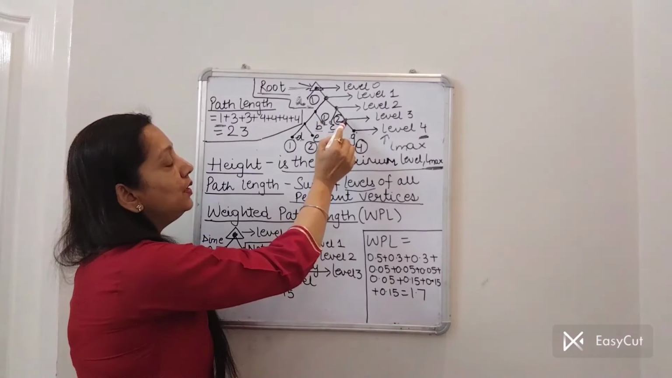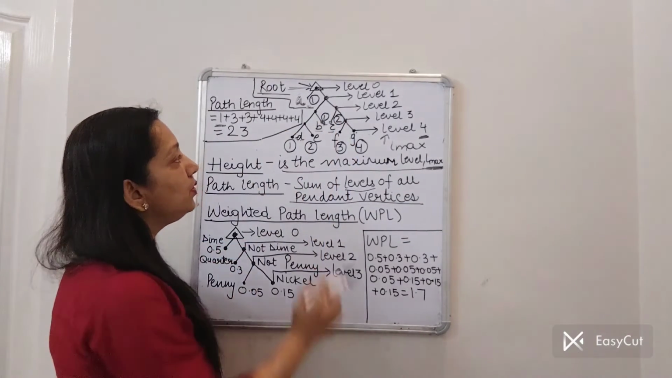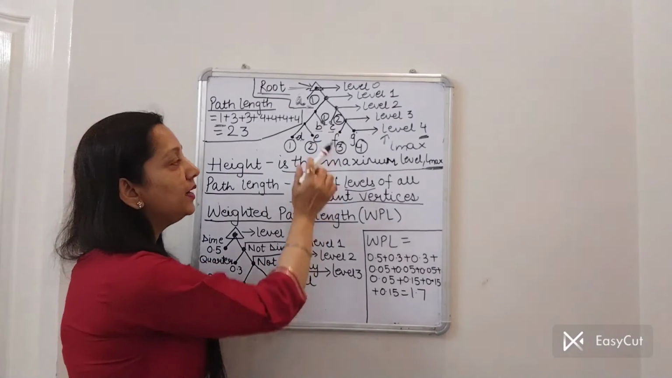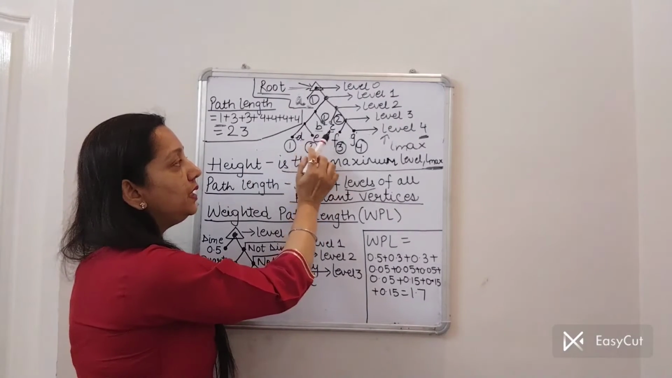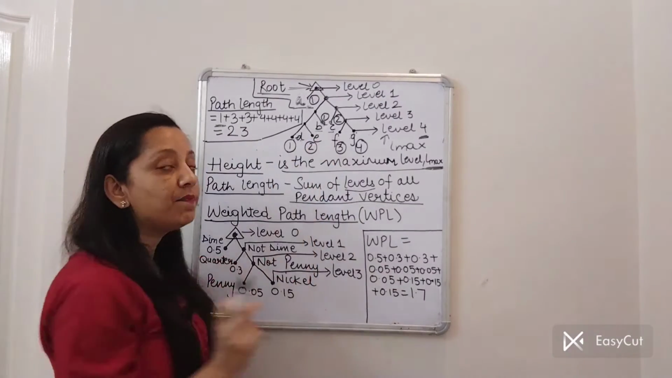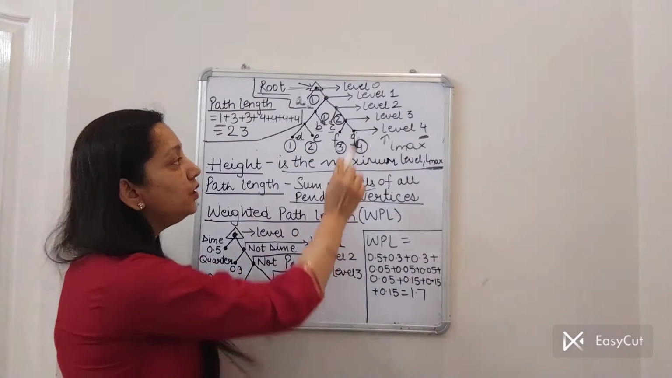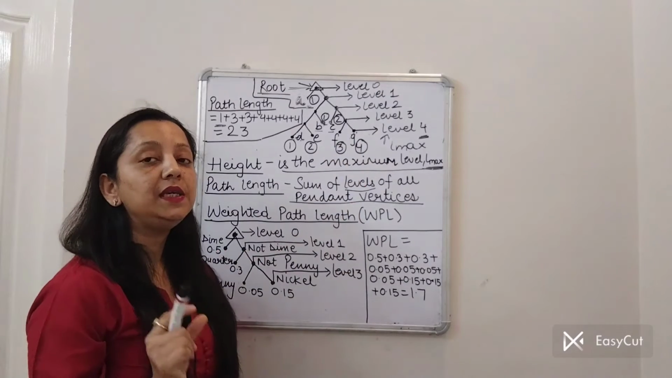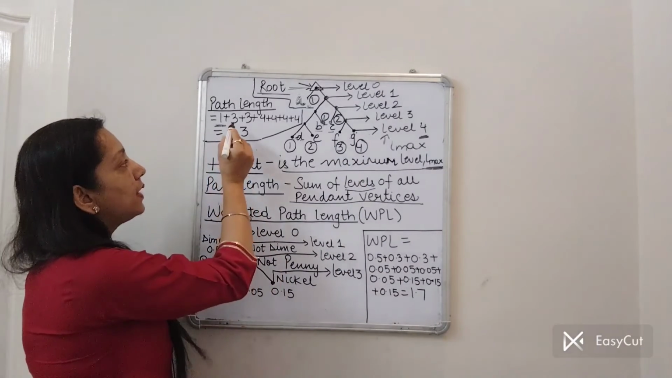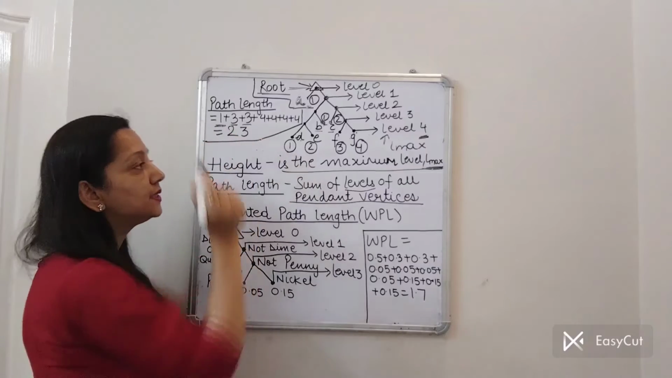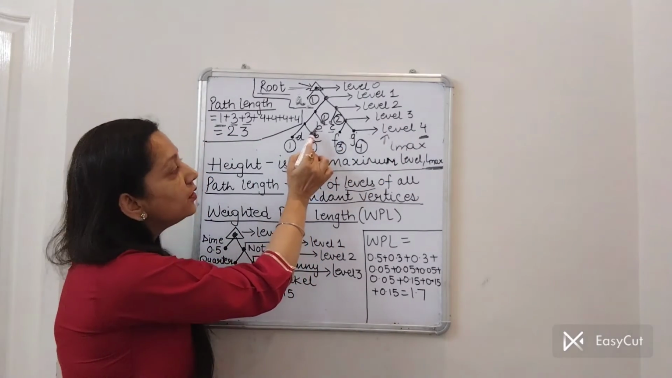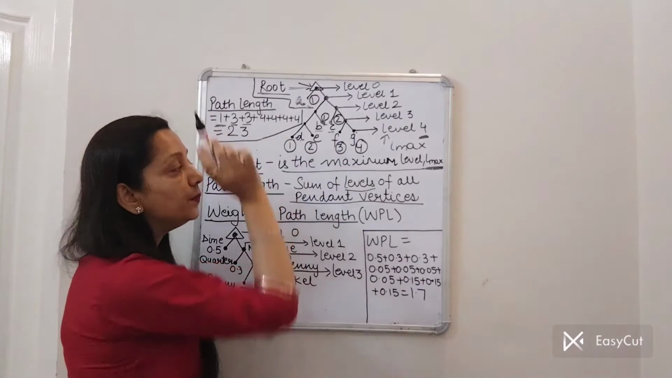Now we jump to level 3. At level 3, I have 2 pendant vertices. 1, 2. That means 2 pendant vertices, which is vertex B and vertex C, right? So vertex B and C are pendant vertices at level 3. That means I will write level 3 twice. Level 3 will be written twice because there are 2 pendant vertices at level 3.